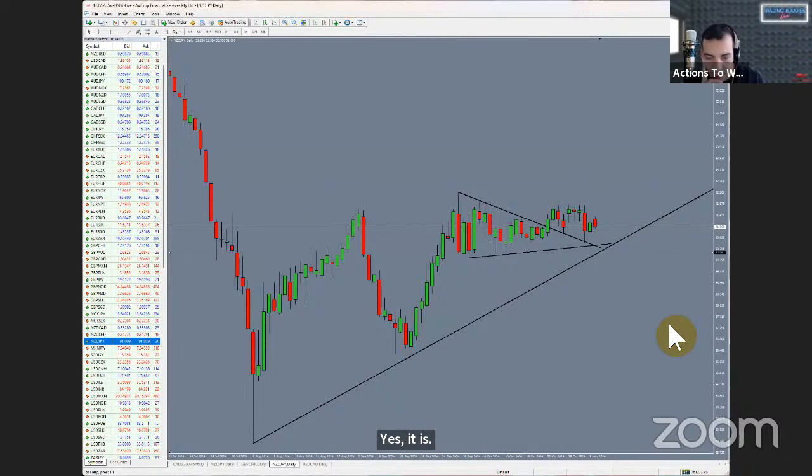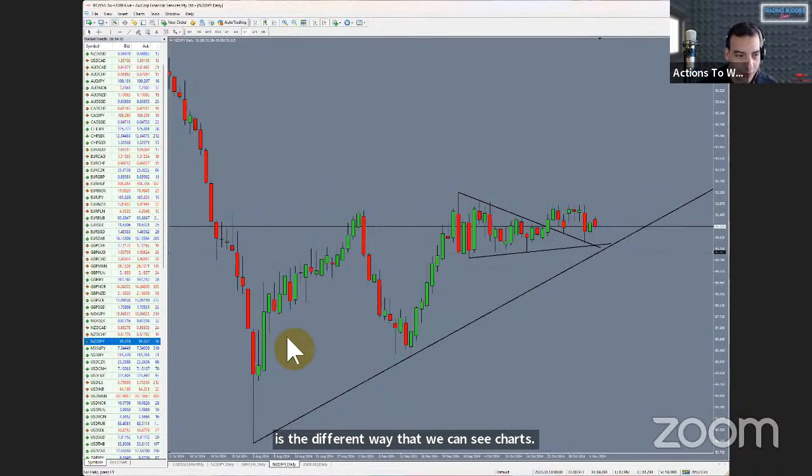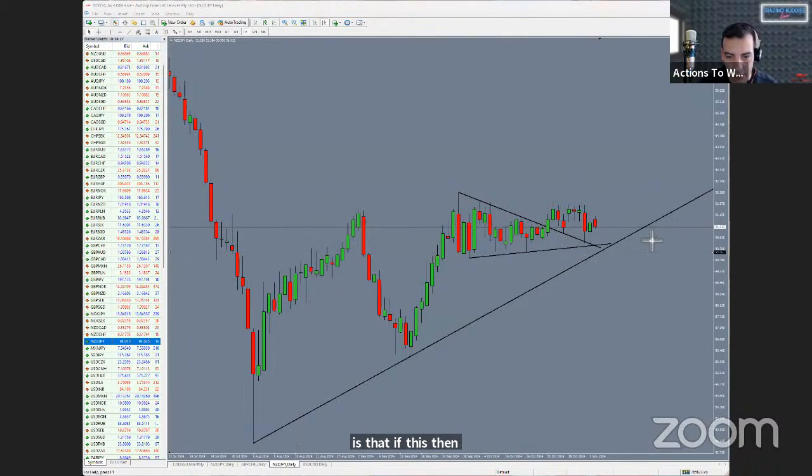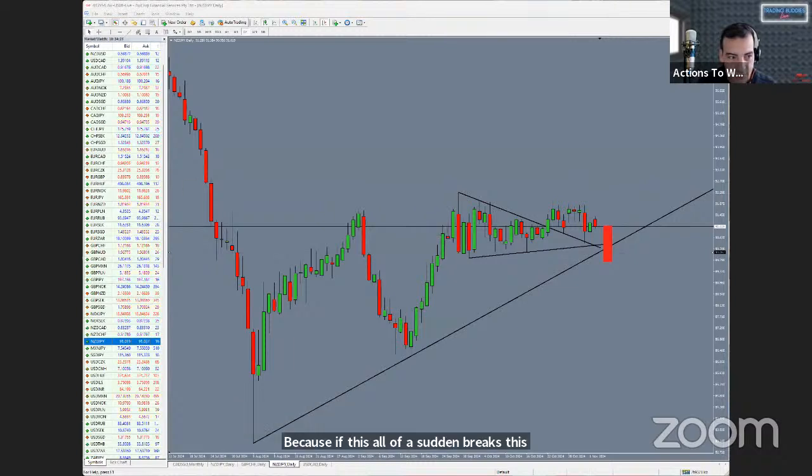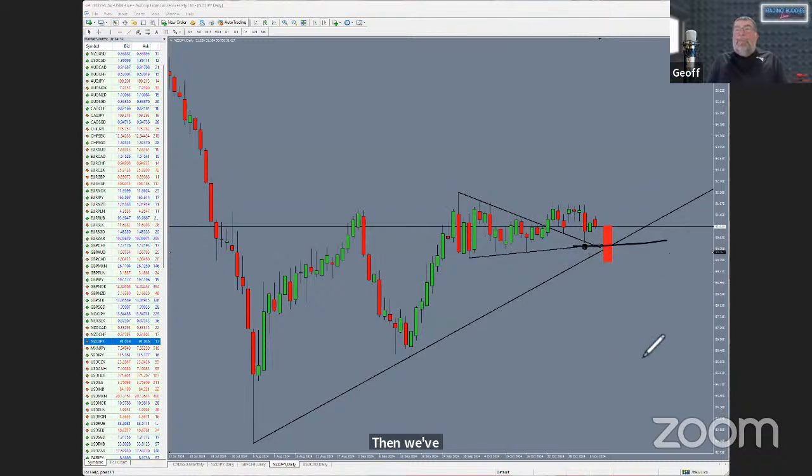And I tell you what's really interesting about that is the different way that we can see charts. And I tell you what, mate, thinking about it this way, I like this, because it in a way backs up my thesis of where we should try and get in. If this all of a sudden breaks this low here, which looks like the support area, then we've got an even better trade, right? It's a big signal, isn't it? Yeah.